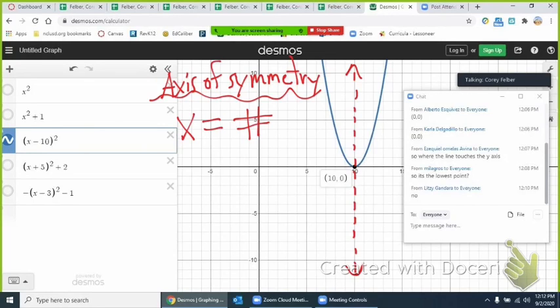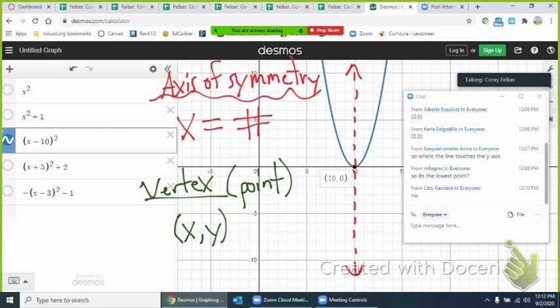Just to kind of review here, a vertex was a point. It's a point on the graph, the lowest or the highest point, and we usually write that x, comma, y. It's a point, so we write it like that. But the axis of symmetry is a line. So instead of writing x, comma, y, it's going to be x equals a number. And I'm going to show you where that number comes from right now.